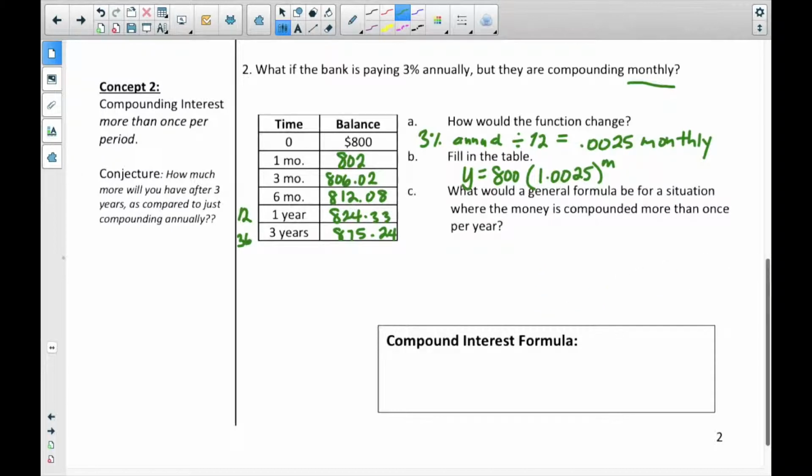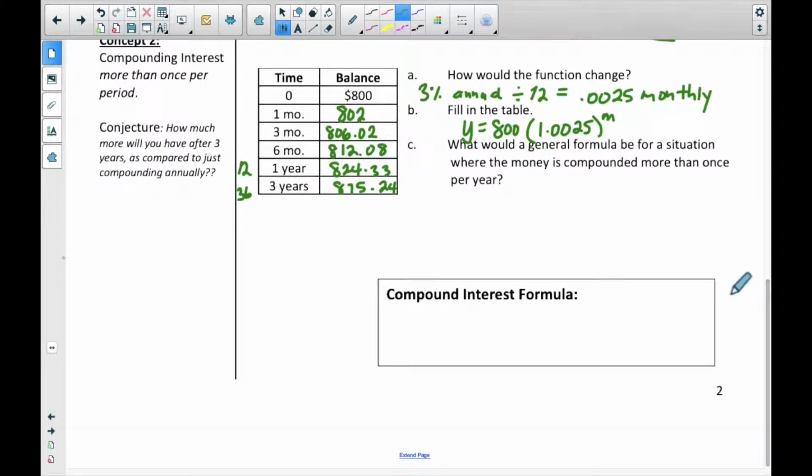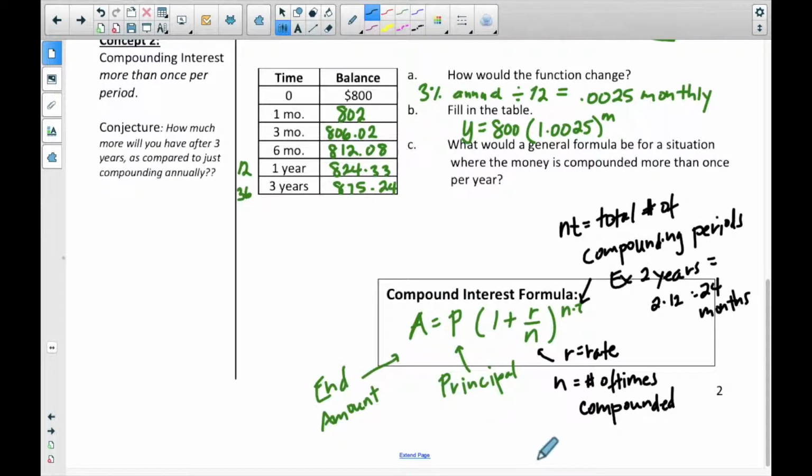Okay, we also have a new formula that we would use for this. And that formula, okay, so the formula A equals P times 1 plus R over N to the power of N times T. Let me tell you what all that means. A stands for your ending amount. P stands for your principal, and principal is just a synonym for the starting amount.